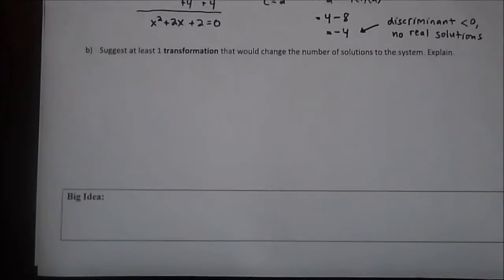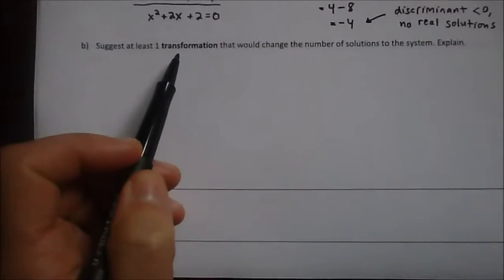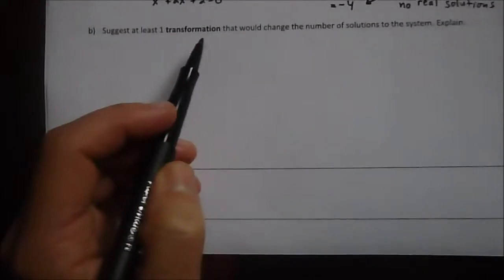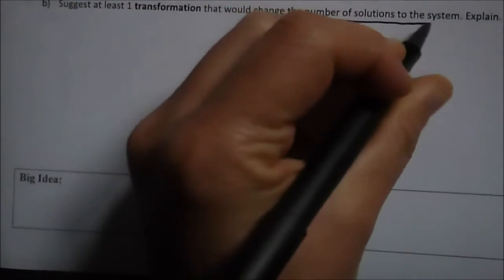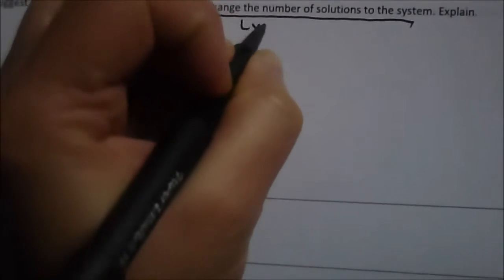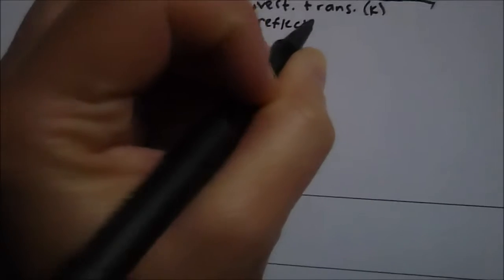So we've dealt with the first part of this question, but now the second part of this question asks us to figure out at least one transformation that would change the number of solutions to the system. So recall from our work on transformations last week that the only transformations that help you change the number of solutions to a system are a vertical translation. Remember, that's changing the k value up or down. Or we can use a reflection over the x-axis.